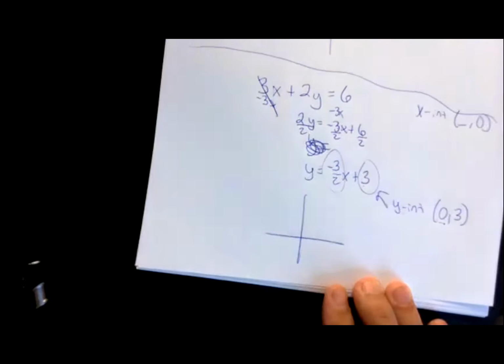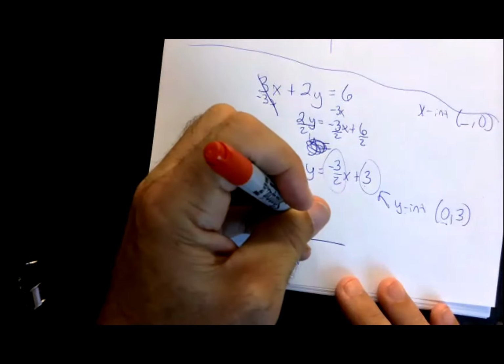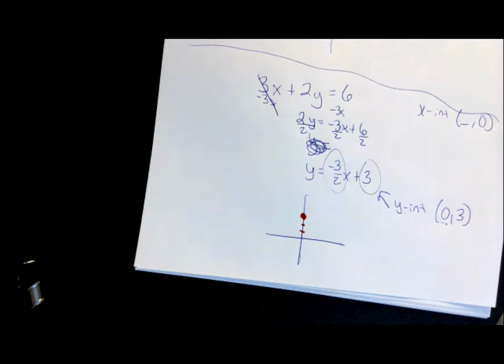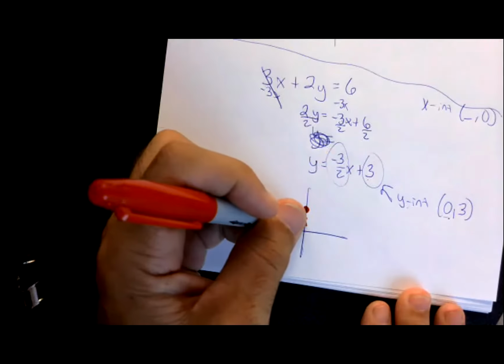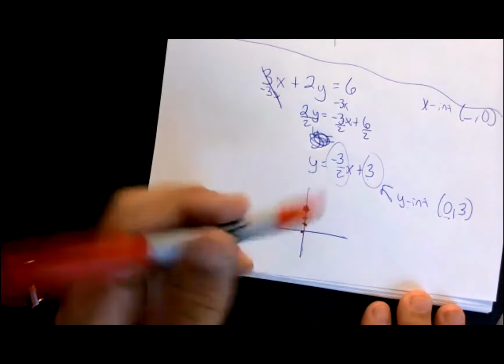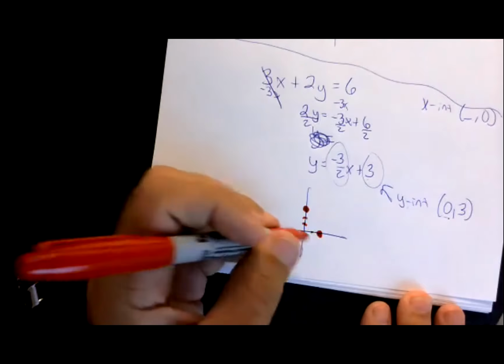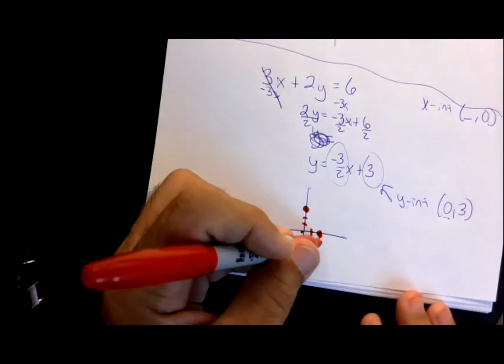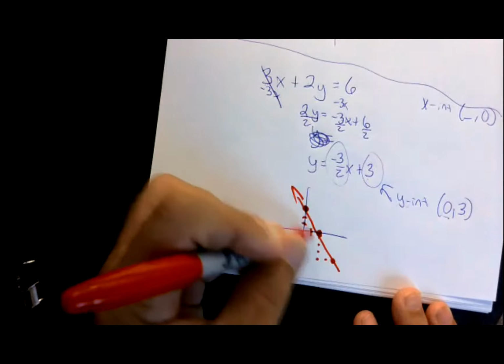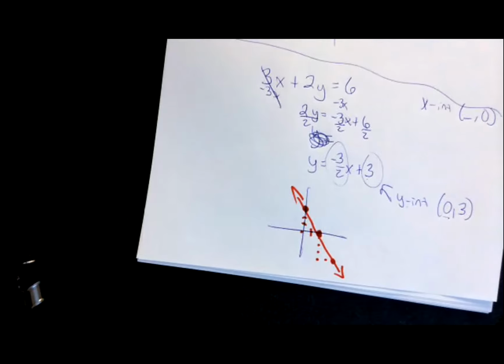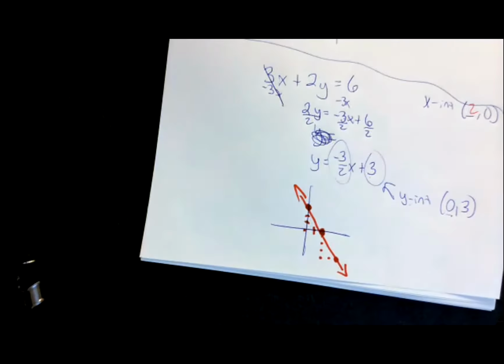So again, that's going to be my first point. And then again, my slope. So I'm going to rise -3, which means to go down. Then I'm going to run 2. So if I wanted to do it again from that point, I could go down 3 over 2. I actually found my x-intercept 2, convenient enough. So it would have been 2, 0.